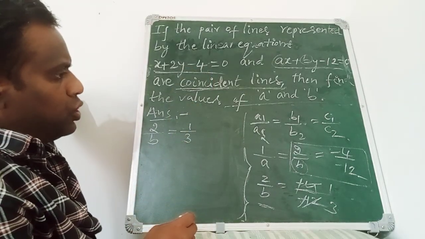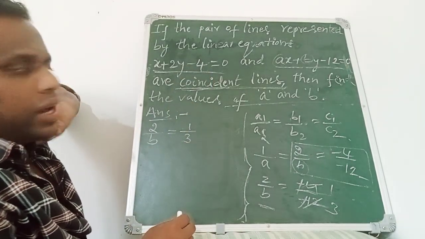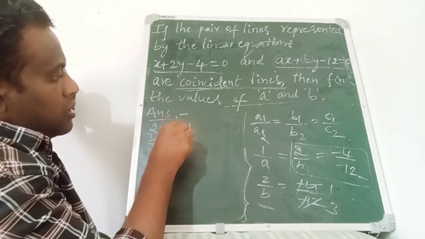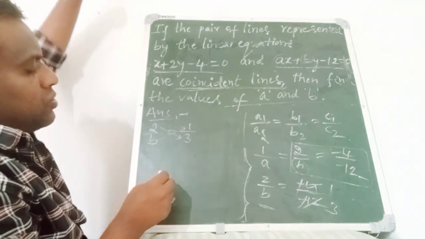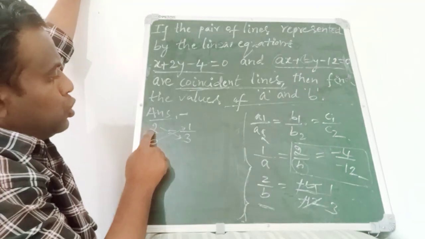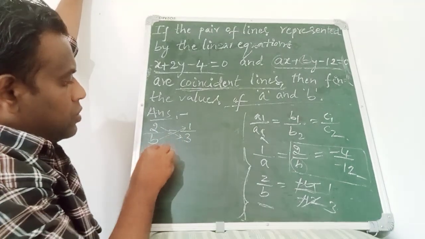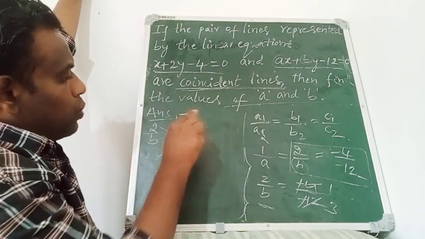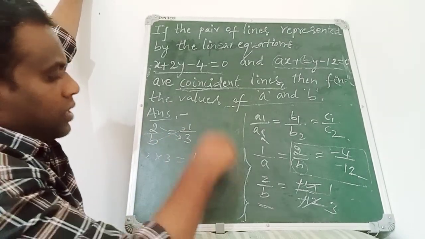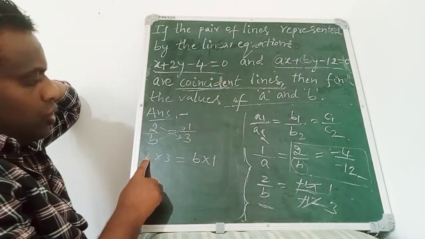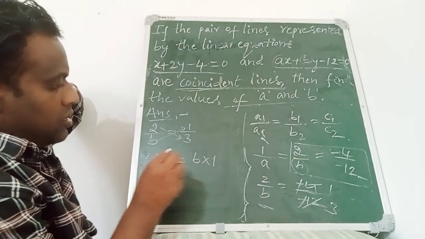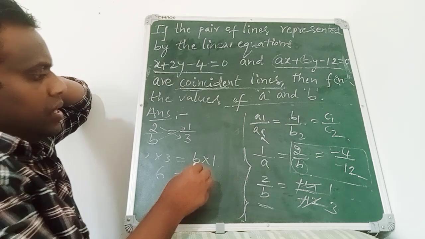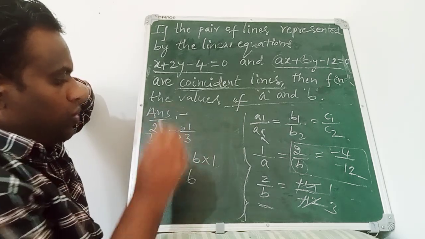Now what do we do? We will do cross multiplication like this. When I do cross multiplication, 2 into 3 is equal to b into 1. Next, 2 threes are 6, correct? So that is equal to b into 1, b only.